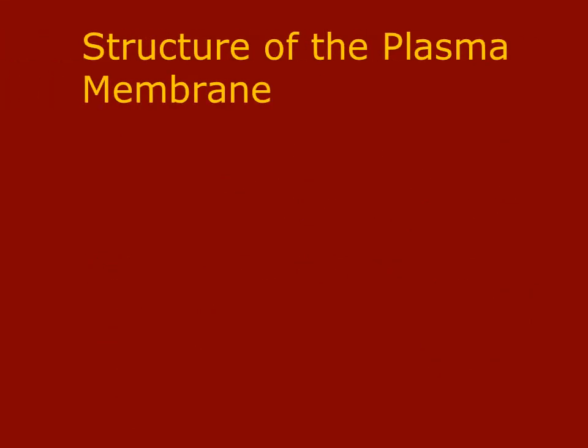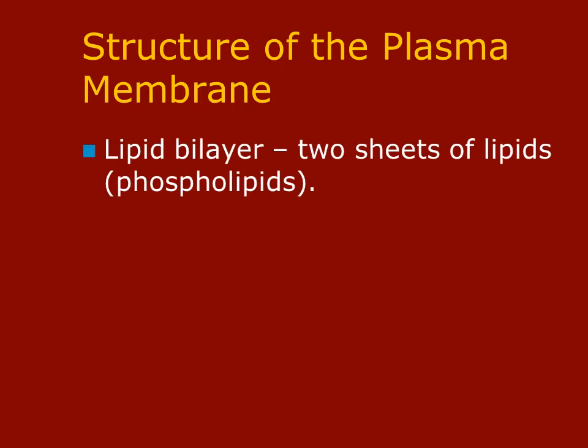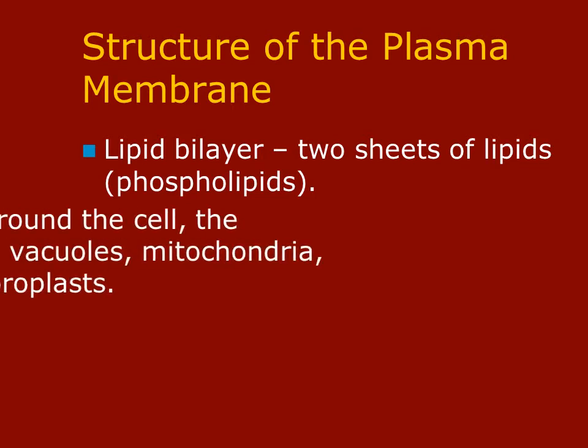So what is the structure of the plasma membrane? It is a lipid bilayer. Lipid, we talked about, is one of our 4 major macromolecules, and bilayer refers to bi being 2 layers, so it's 2 sheets of lipids, and specifically phospholipids. If you haven't gotten phospholipids down yet, you should put that one down.